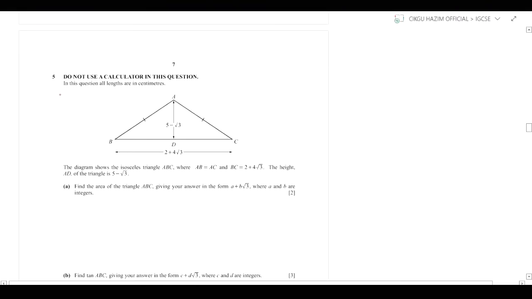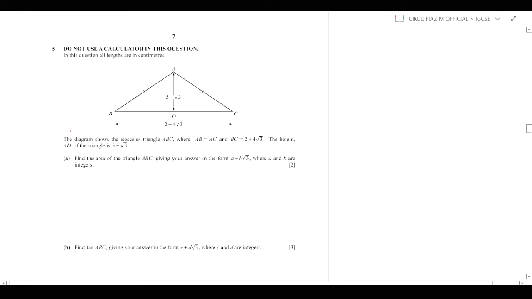For question number 5, we have an indices and surds question, but here it is a surd question, not indices. In this question, of course, you cannot use a calculator. Even if we have a calculator, for some reason it's going to make it harder if you put it in the calculator. So you need to do it manually.